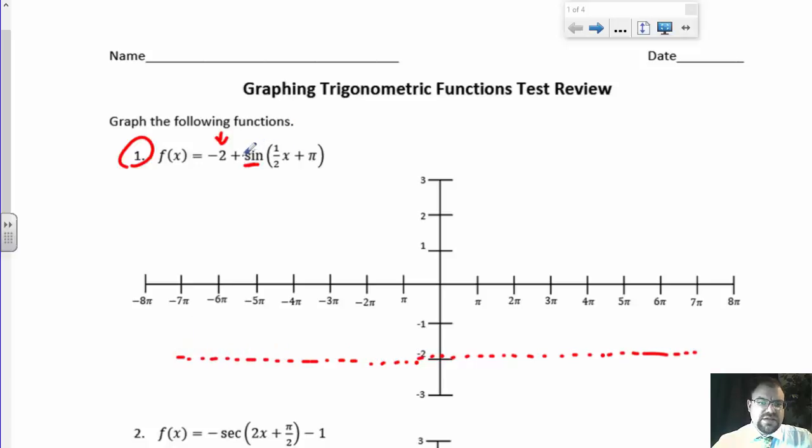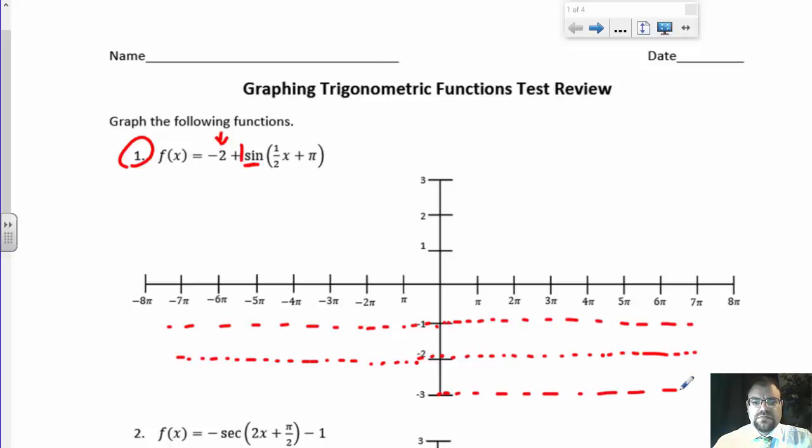Now we look at the coefficient of sine, that is 1. That tells you from the middle line right here, we're going to go up 1 and down 1 from the middle, right? So this is telling you how far up and down from the middle to go. So we're going to go up 1, and we're going to go down 1. Okay. All right, so we're going to have to graph this here.